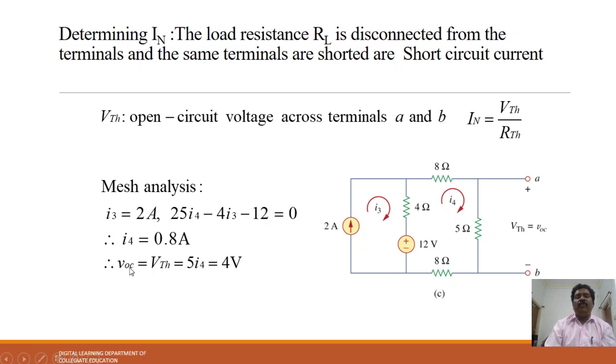So VOC, which is VTH, is equal to 5 times I4, by Ohm's law, which gives 5 I4 equal to 4 volts.